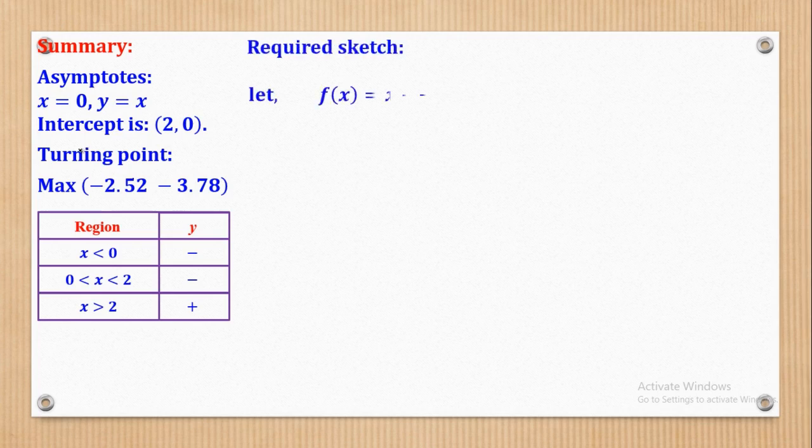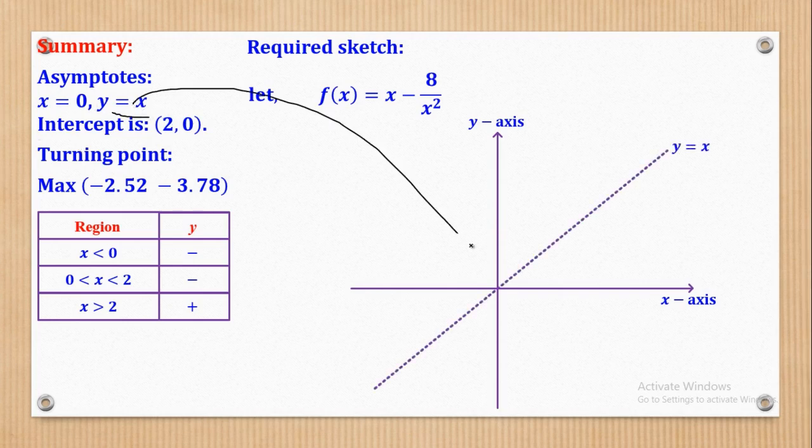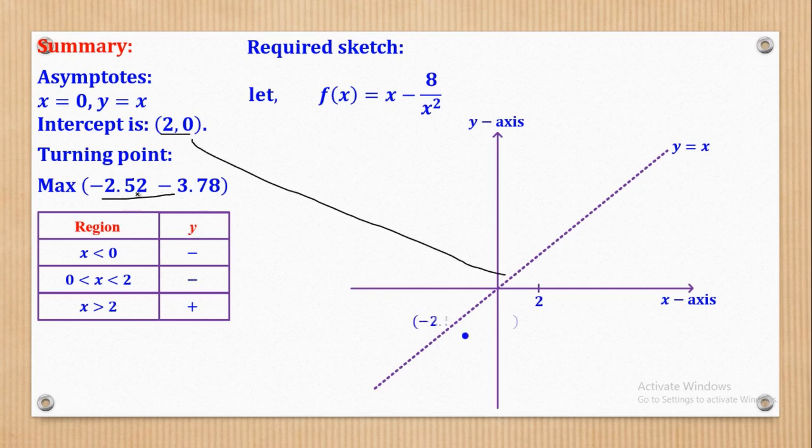So let f(x) be equal to that. Therefore, come and draw the x-axis, horizontal and vertical, then label them. Next is to demarcate the slanting asymptote, which is this, so it passes through the origin. x equals 0 is the y-axis. Then the turning point, we have this one, so come and put it there. So first of all, the intercept is this, and the turning point will be that.